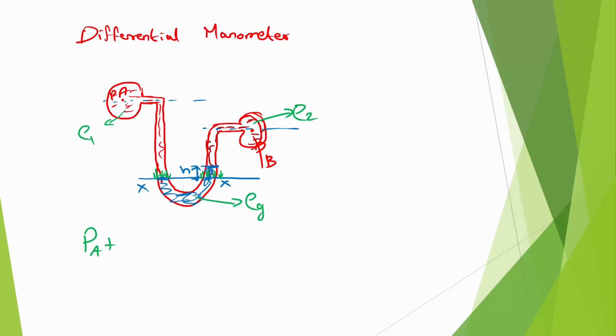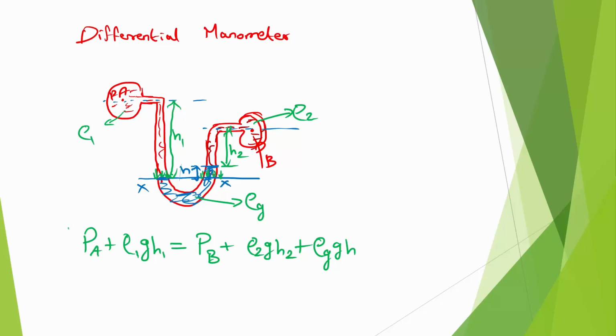So PA plus the pressure due to the height. So this is H1. So rho 1 g H1 should be equal to the total pressure at my right hand side, that is PB, plus this will be my H2, that is the fluid height level of fluid 2. So rho 2 g H2 plus this is a manometric fluid, which is rho G. So the density rho G, g into H. So this is the equation.